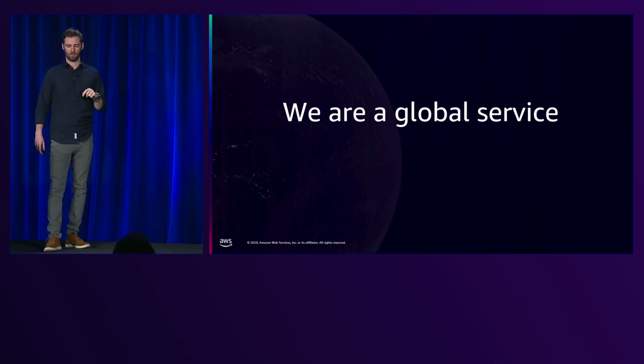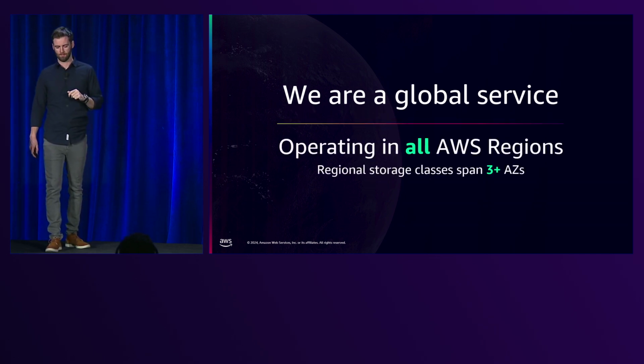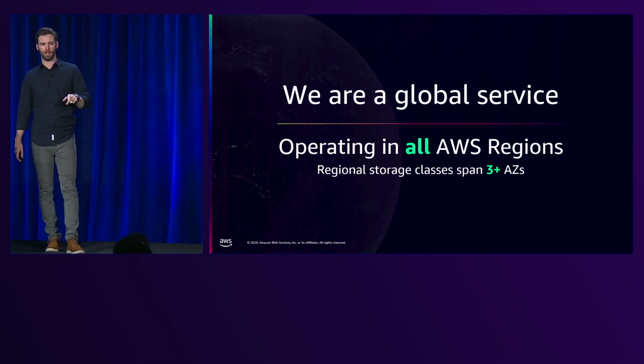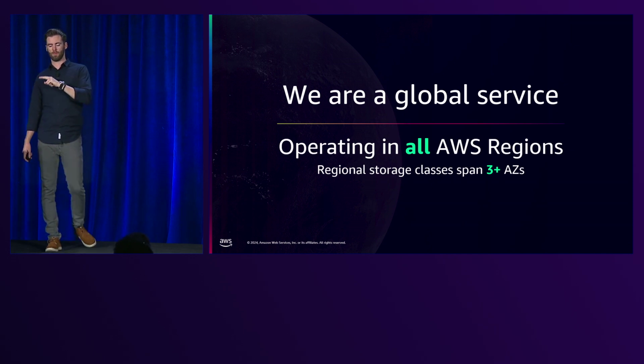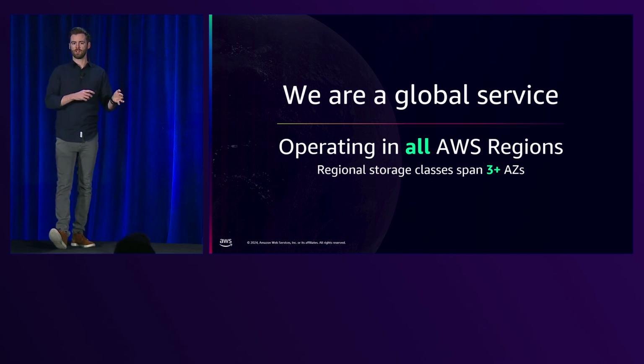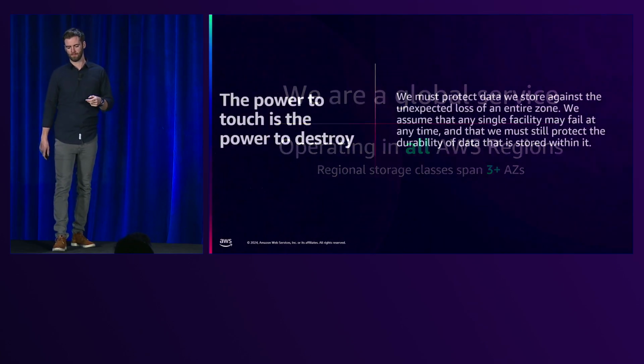So S3 is a global service, but we're regionally isolated. We operate across all AWS regions in at least 3+ AZs. Again, that allows us to tolerate the failure of any availability zone in any region.